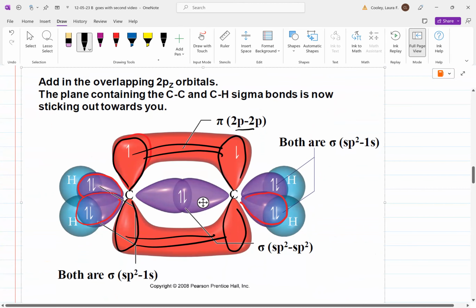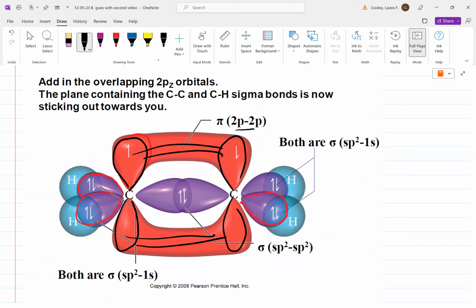And again, these are your 2p overlaps. These are basically your 2 bonds to hydrogen on each side. So this overlap here is a sigma sp2 1s, as is this sigma sp2 1s, and the same thing on the other side. These are all sigma sp2 1s, sigma sp2 1s.